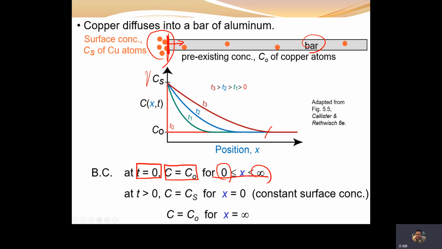So t greater than 0 means the diffusion process occurs, and C equals Cs. Cs is the surface concentration at x equals 0. And when x equals infinity, the concentration equals C0, the pre-existing concentration of copper.